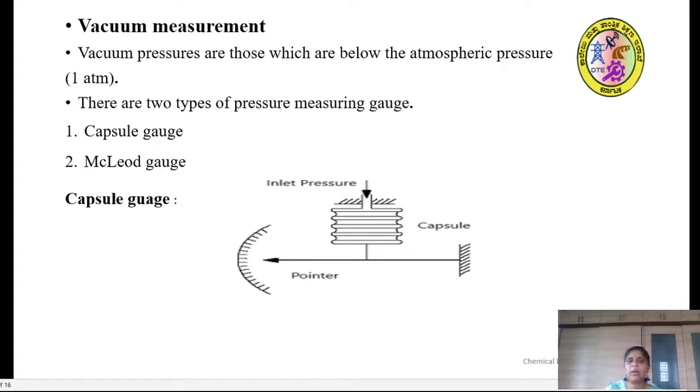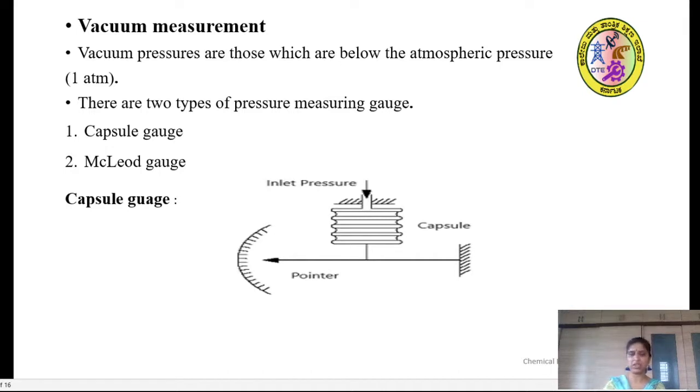Coming to vacuum measurement, how do we measure it? Just as we measure atmospheric and gauge pressure with various pressure measuring equipments, you have various vacuum measuring equipments, so that pressures below 1 atmosphere or very low pressures can be measured. There are the capsule gauge and McLeod gauge, and also you have a Pirani gauge.